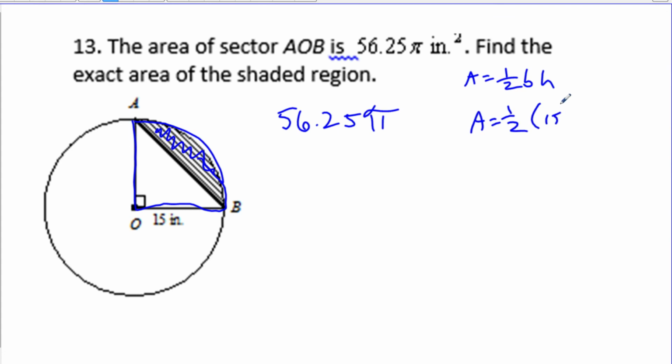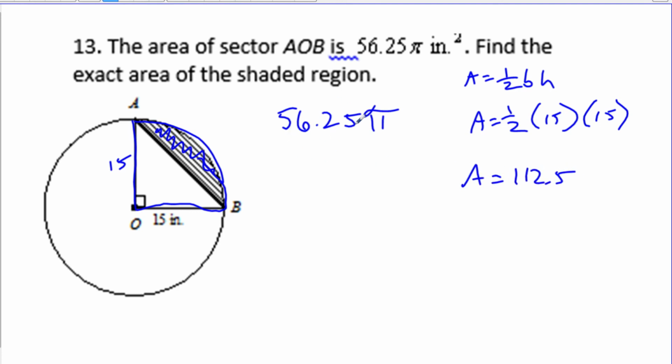So I'm going to put a 15 there. And so the question is, well, what's the height? Well, in the circle, the OA is a radius, so it means it's also 15. Okay, so this looks like 1/2 of 15 times 15. 15 times 15 is 225. Okay, and you're going to multiply that by a half, and you get 112.5. So the area of just the triangle is 112.5.